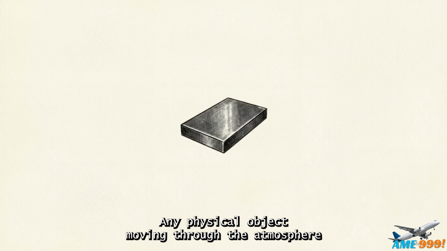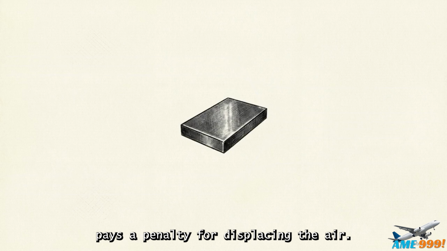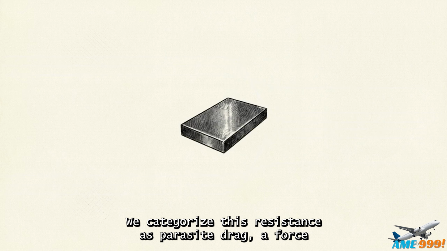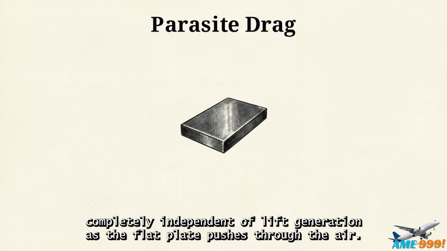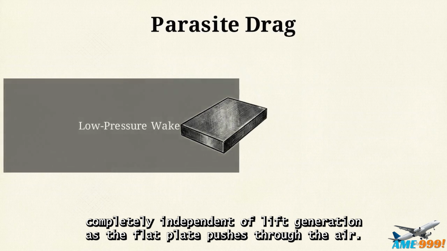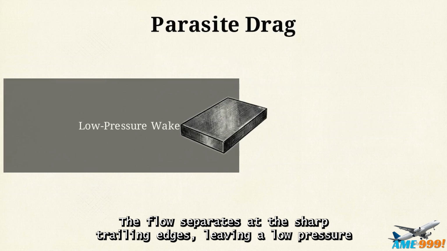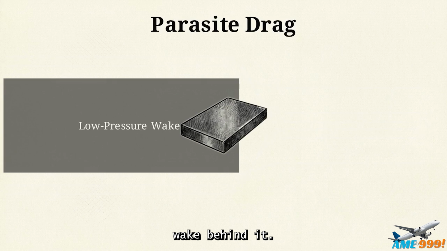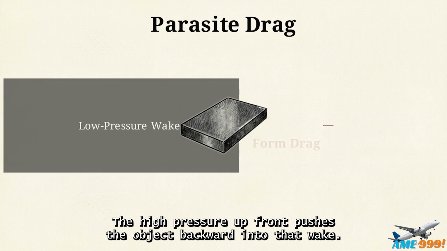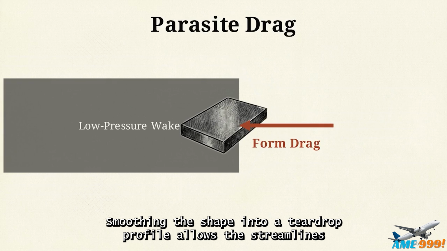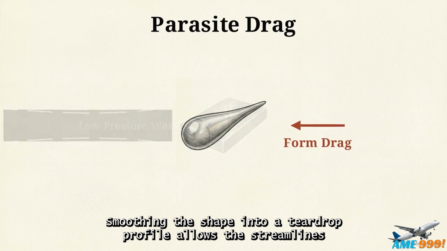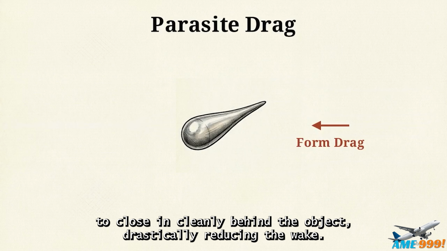Any physical object moving through the atmosphere pays a penalty for displacing the air. We categorize this resistance as parasite drag, a force completely independent of lift generation. As the flat plate pushes through the air, the flow separates at the sharp trailing edges, leaving a low-pressure wake behind it. The high pressure up front pushes the object backward into that wake. This is form drag. Smoothing the shape into a teardrop profile allows the streamlines to close in cleanly behind the object, drastically reducing the wake.